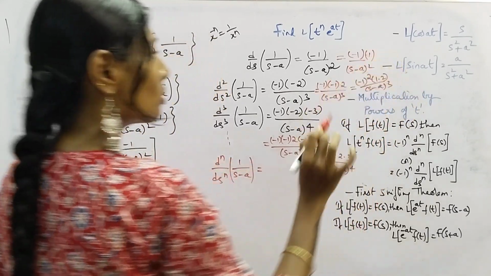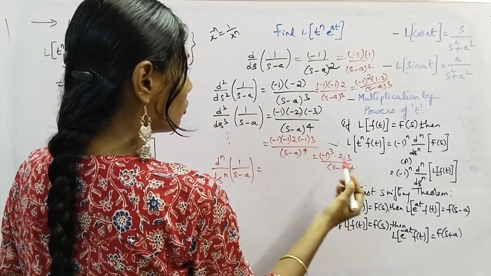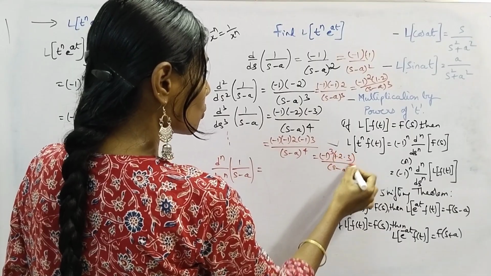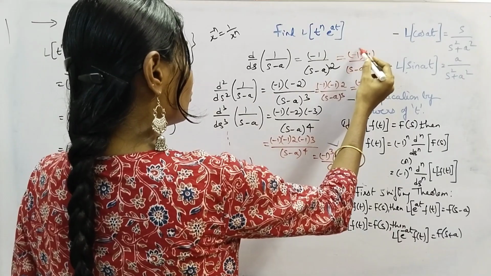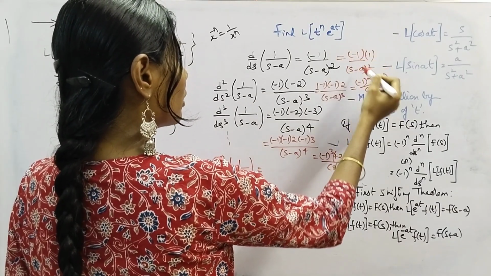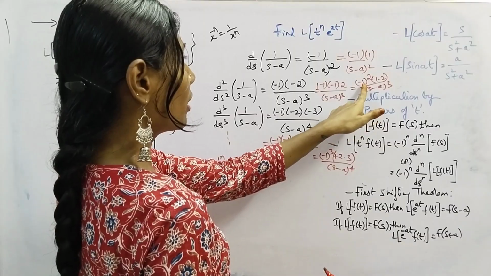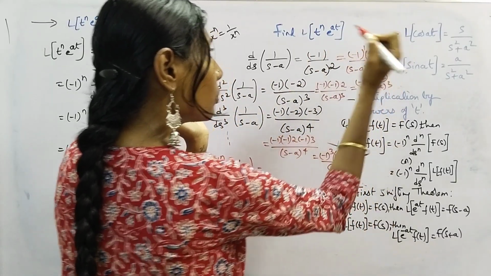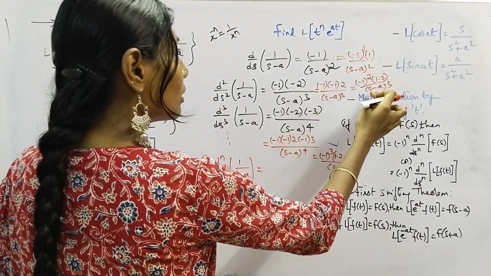Okay, observe. Here we have 2 into 3. We can write this 2 into 3 as 1 into 2 into 3. And in the first derivative, if you notice, you're having minus 1 cube, minus 1 square, and here you can write this minus 1 as minus 1 power 1. Now, can we write the nth derivative of 1 by s minus a using these 3?